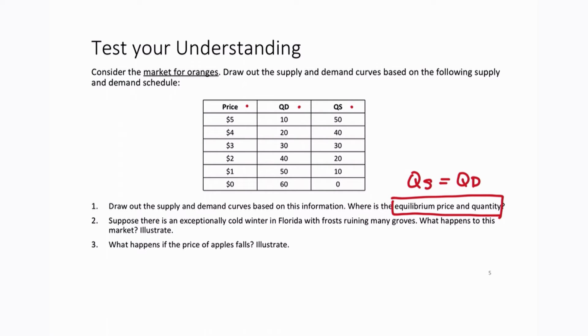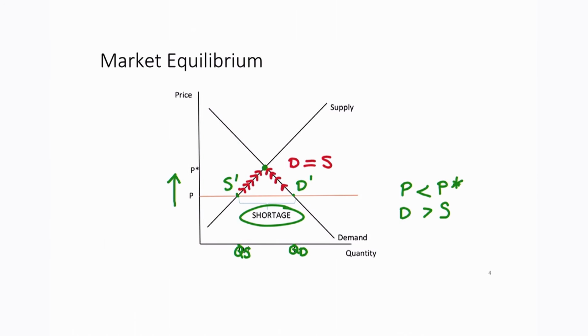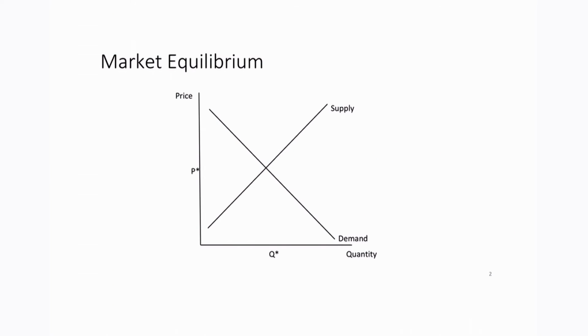So if we look at our table, we see that the point where quantity demanded is equal to quantity supplied is when the price is equal to $3. So if we draw out our graph, we see that the market clearing price will be $3 and the equilibrium quantity is going to be 30. At this point, demand is equal to supply. Okay.